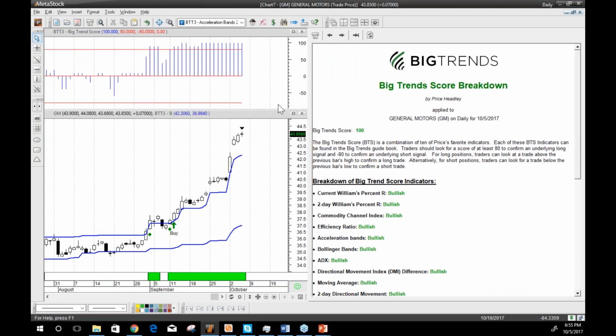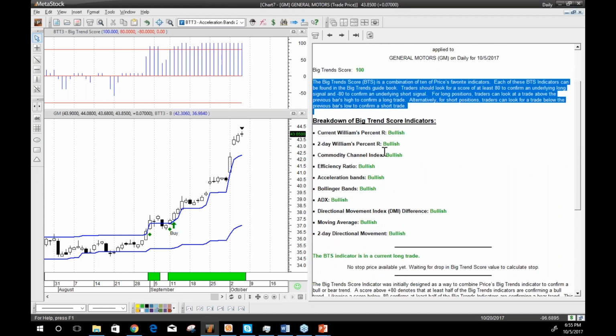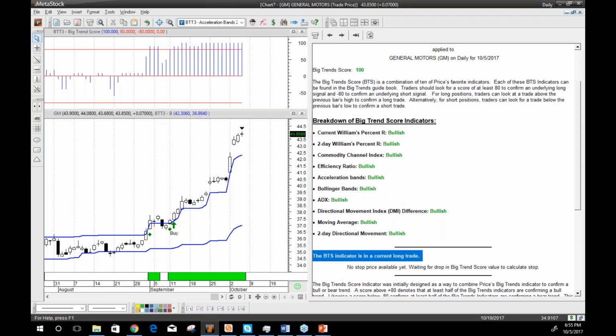Okay. So right now we can say, the BigTrends Score breakdown, right now it's 100. It gives you a little bit of a breakdown. Since this one is about the BigTrends Score, it goes through all of the indicators and gives you a bullish or bearish reading about what they're doing. It also tells you right now it is in a long trade.